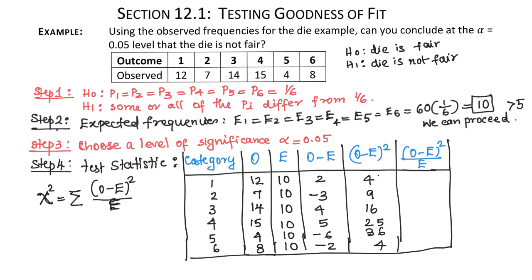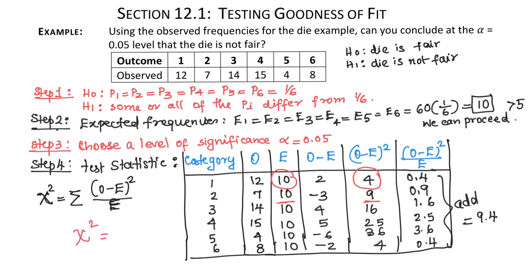Then square those values. So 4, 9, 16, 25, 36 and 4, and divide each one by E. So this one divided by E. So this one divided by this. 0.4, 0.9, 1.6, 2.5, 3.6, 0.4. Then add all these, and you will get 9.4. That means chi-square is 9.4, that is the test statistic.